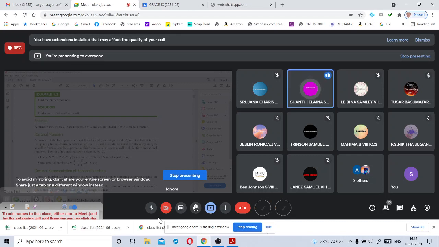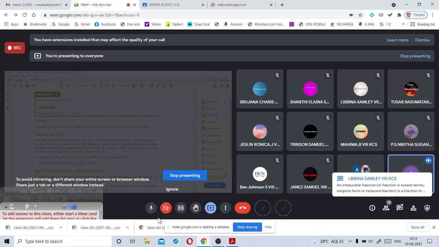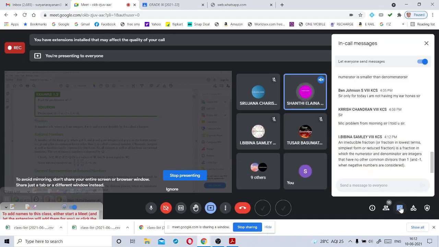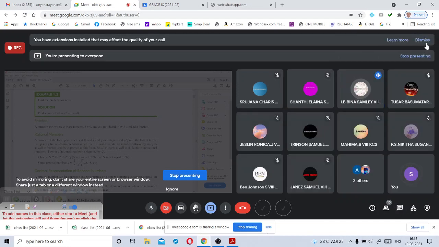Sir, can you repeat the question again? Yes. Okay, my dear Shanti. What is meant by lowest terms of a fraction? When is a fraction said to be in the lowest terms? When a fraction is simplified to the lowest form. So the denominator and numerator won't have common divisors other than 1. Yes, other than 1.